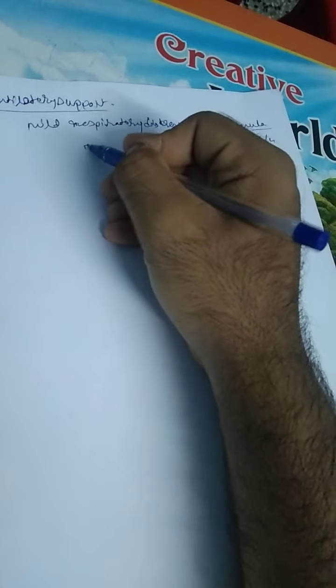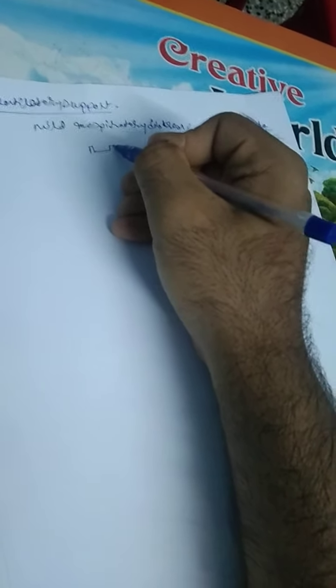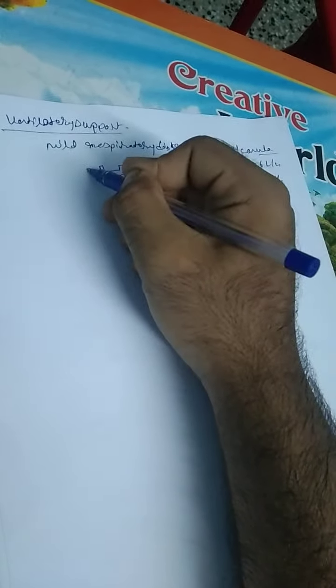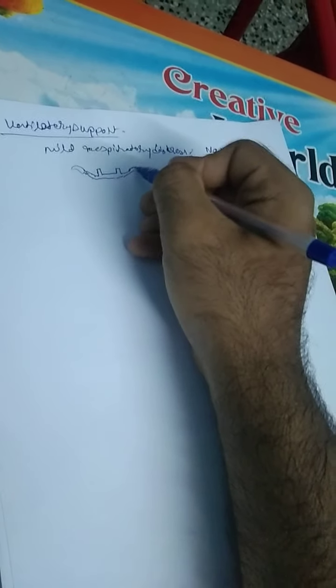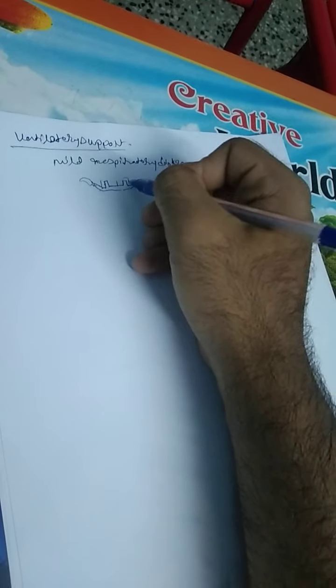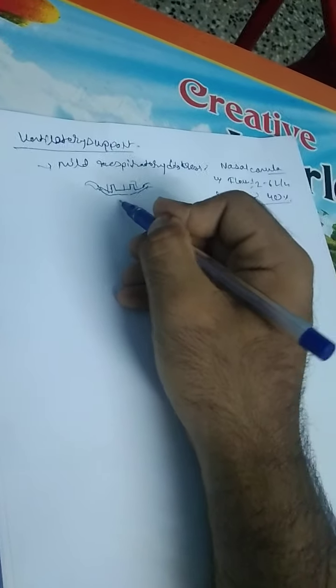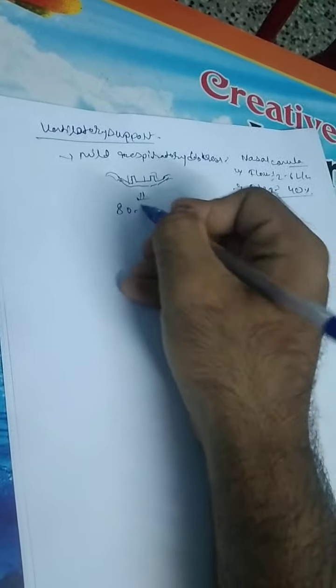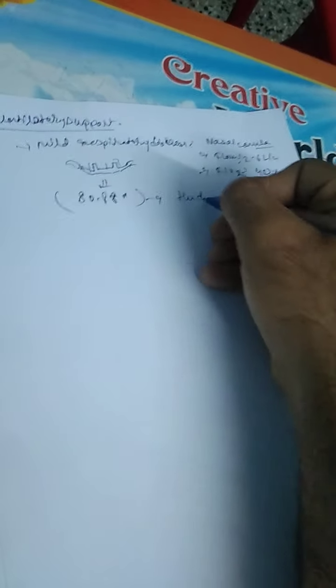So the nasal cannula is just like this. We can say these are nasal prongs with tubing connecting to the machine. This will be attached to the patient's nose and it will deliver the oxygen. If you see the patient's saturation doesn't improve, like the saturation is around 80 to 88% and not improving, then we can try a Hudson mask.